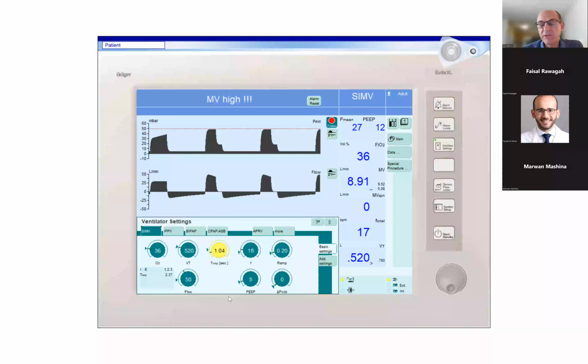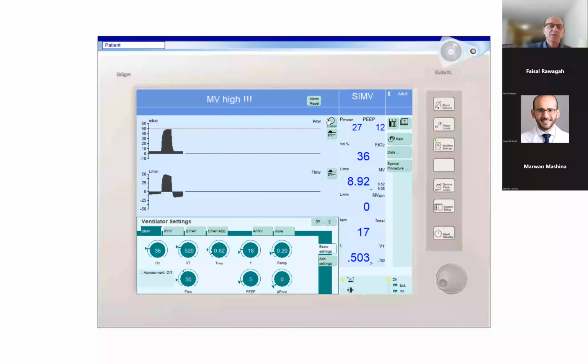So in order to get rid of that, you need to go down on the inspiratory time. And let me go down to 0.62 and take a look at what happened here. So you can see that we delivered the volume faster. We're able to have more time towards expiration.